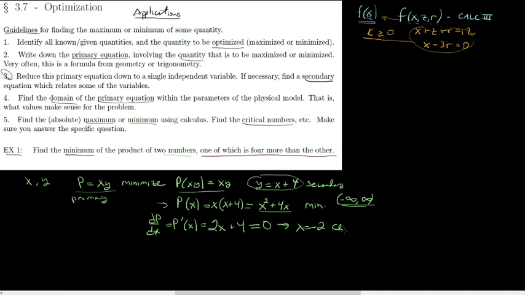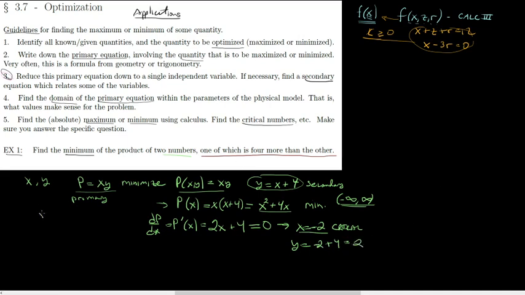So if that's our only critical number, then this is probably the number we need. So let's answer the question, right? Find the minimum of the product of two numbers. Well, this is two numbers, right? What's the other number? If x is negative 2, how do you find y? Well, remember, y is just x plus 4. So x plus 4 in this case is negative 2 plus 4, which is positive 2.